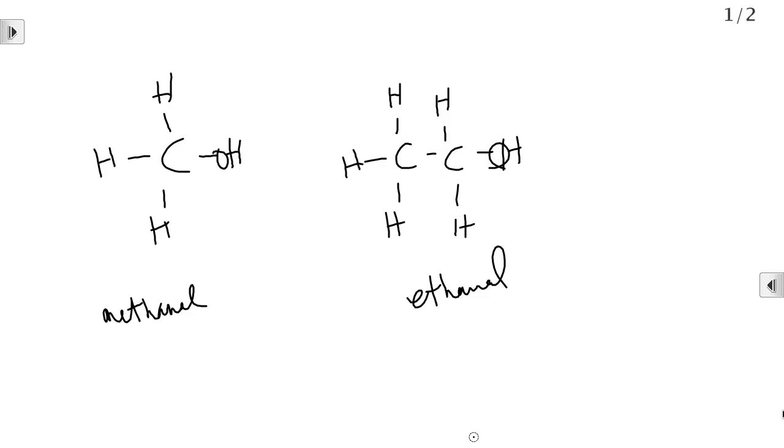So what they will do is they'll put these two molecules on the AP exam, and I know this because I already saw my test. And they'll say, which of these would have a higher boiling point? And so you'd have to know it would be the one on the right. And then, listen here.